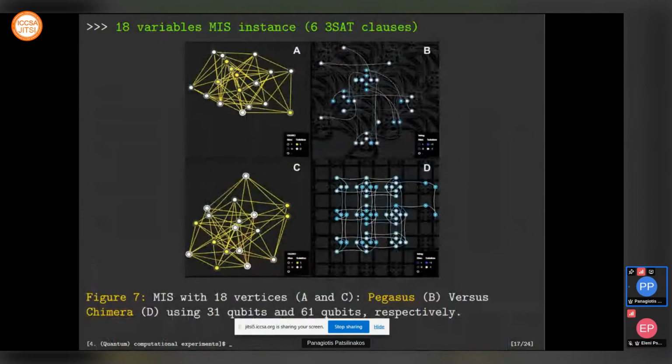Here is another experiment with 6 clauses. So we build our MIS graph, and we try 2 different topologies.